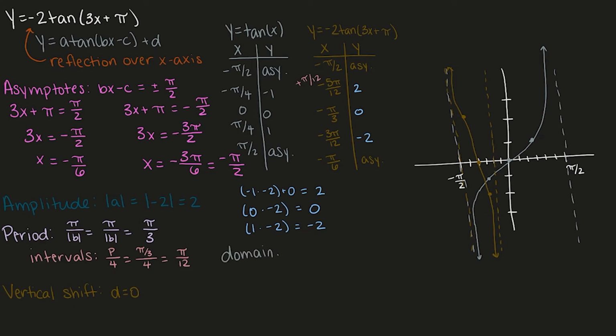Our domain of our parent function is x does not equal pi over 2 plus or minus n pi, and the range is negative infinity to infinity. The domain of our transformed function is x does not equal negative pi over 6 plus or minus pi over 3. Our asymptote is negative pi over 6, and our period is pi over 3. So we include both of those in our domain. And the range is negative infinity to infinity.